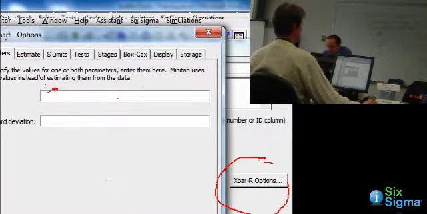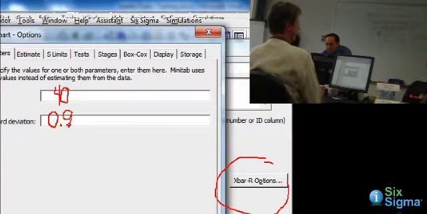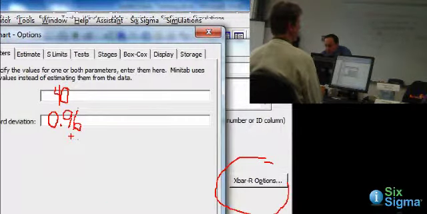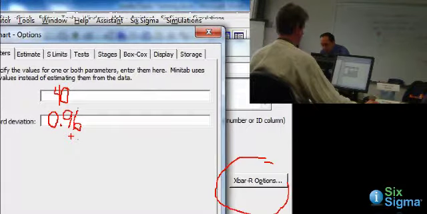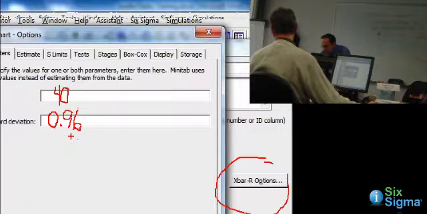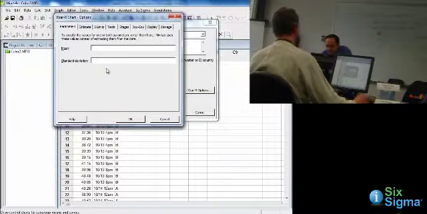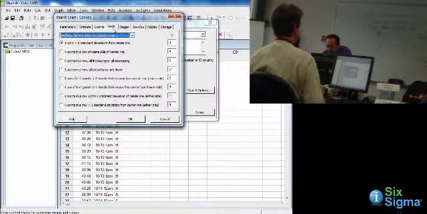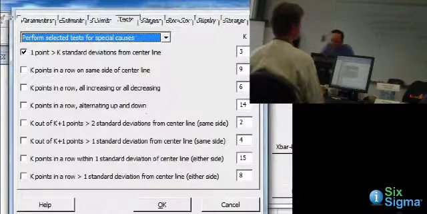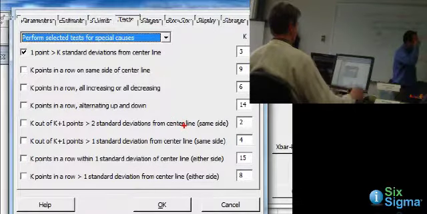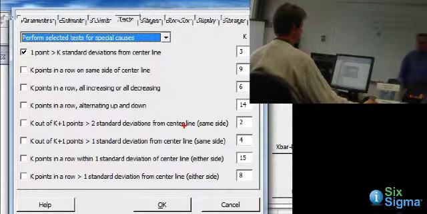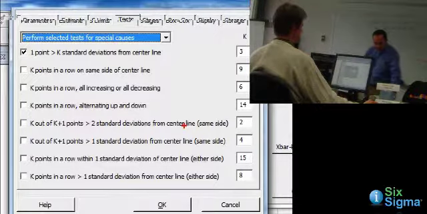Now, where do you go to specify the parameters of the process? You go under Options. You click on this button, X-bar and R Options. And here, for the historical mean, we're going to be using the value of 40. And for the standard deviation, we're going to be using the value of 0.96. Once you're ready, go to Tests.